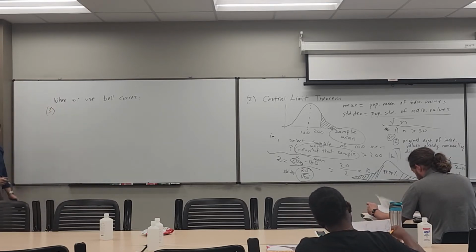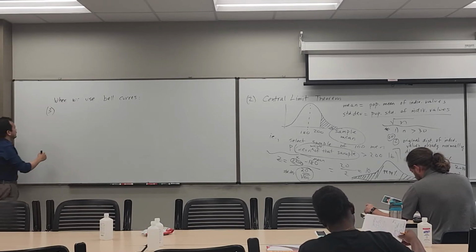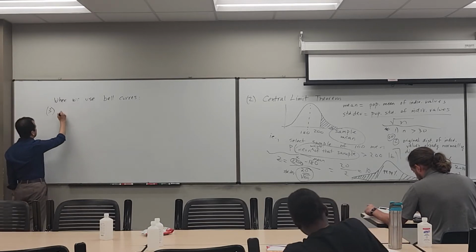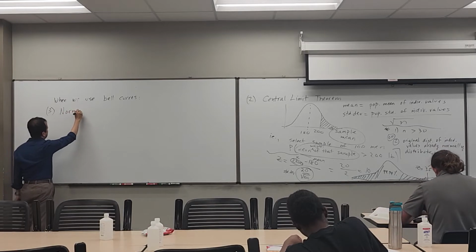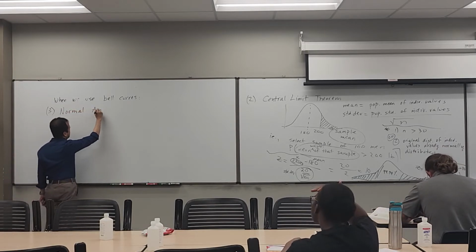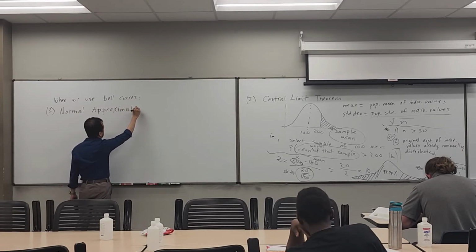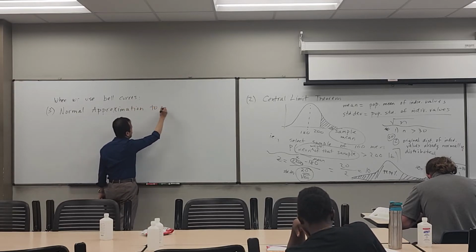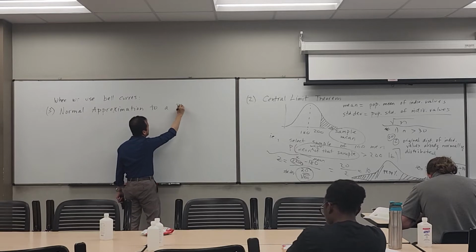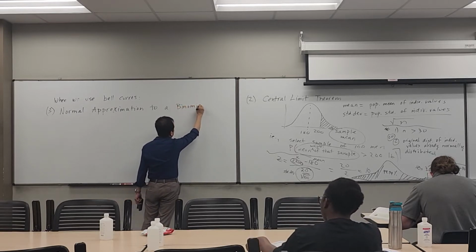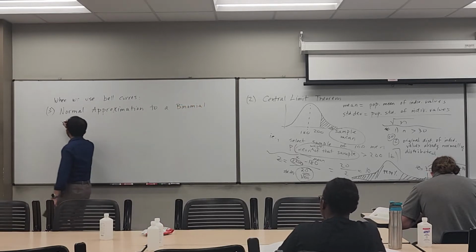So the third case will be titled a normal approximation to a binomial probability distribution.